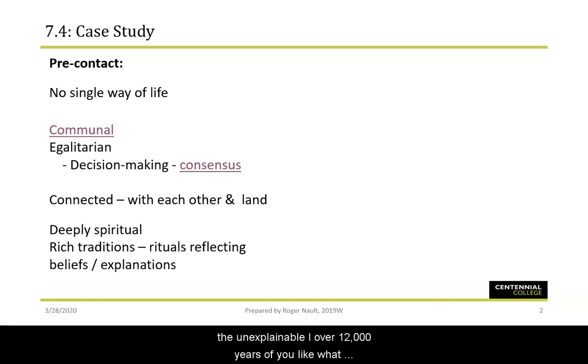Over 12,000 years of, what happened? Was it a tsunami or a volcano or an earthquake? What causes these things, right? We have lots of questions and explanations offered, very complex explanations, with traditions and ceremonies wrapped around all of these explanations.